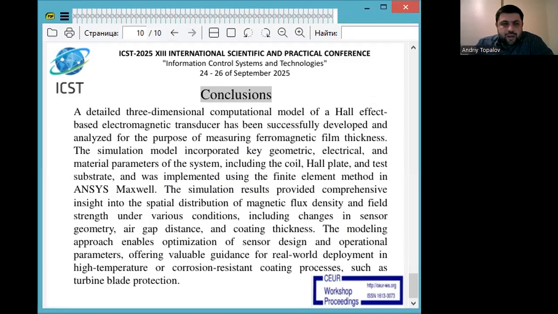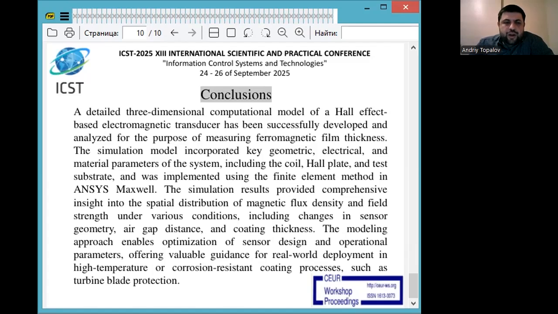And conclusions. A detailed three-dimensional computational model of a Hall effect-based electromagnetic transducer has been successfully developed and analyzed for the purpose of measuring ferromagnetic film thickness. The simulation model incorporated geometrical, electrical, and material parameters of the system, including the coil, Hall plate, and test substrate, and was implemented using the finite element method in ANSYS Maxwell.